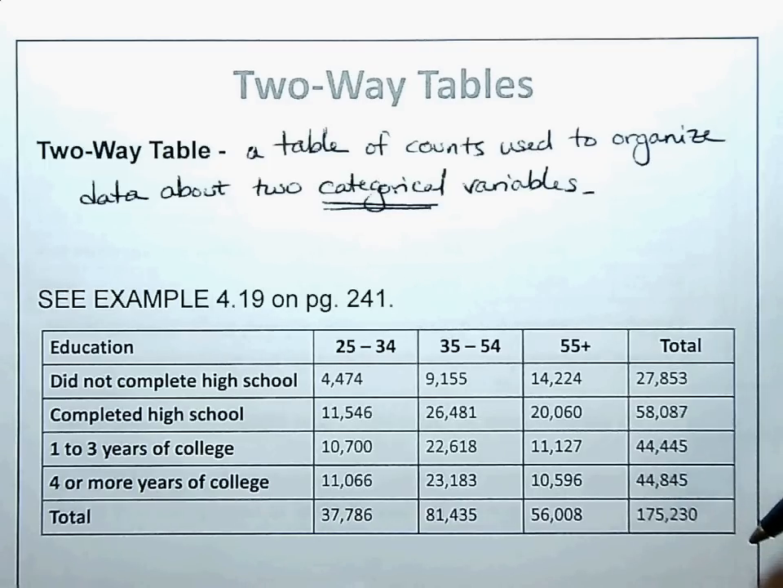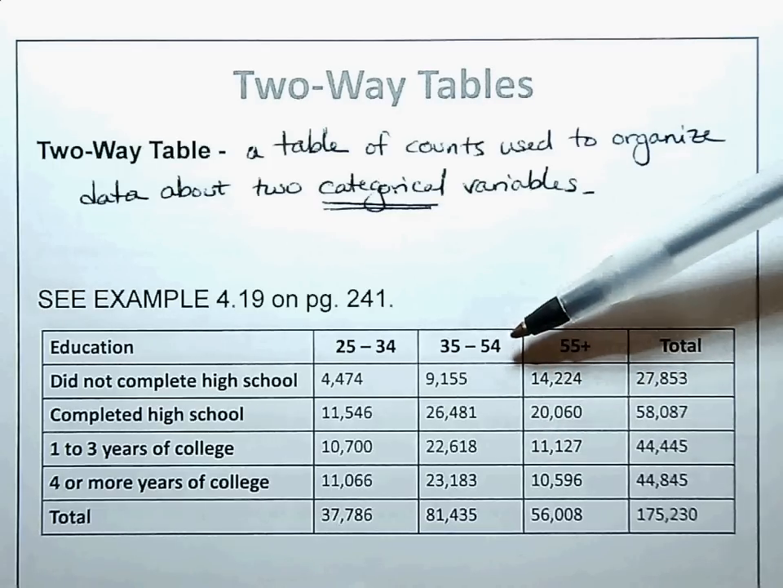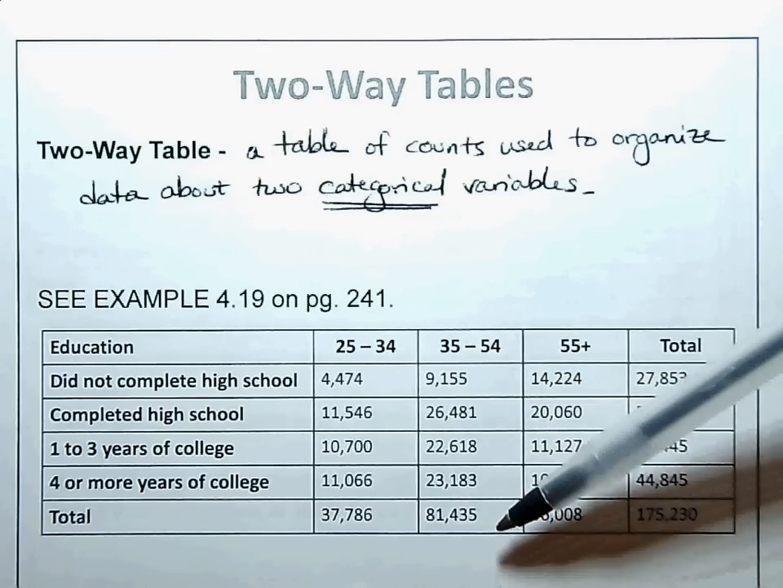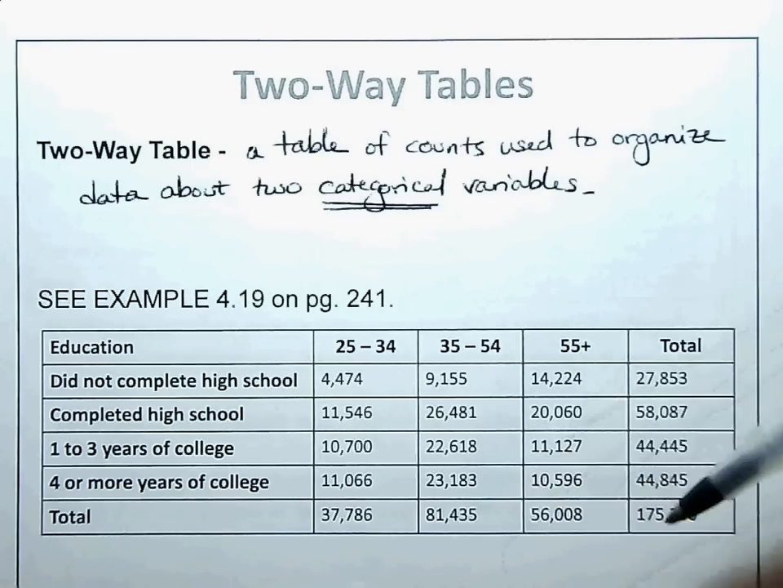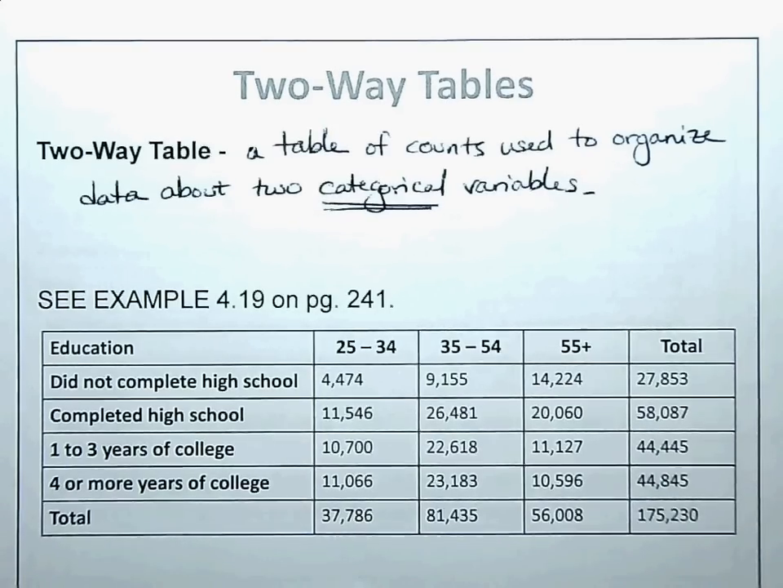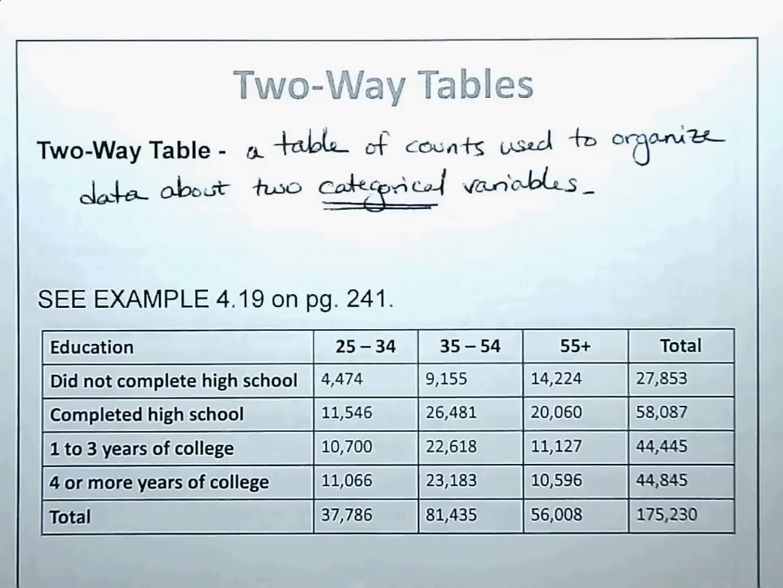I can also have marginal percents for the columns. So if I wanted to know the total that were 35 to 54 years old, that would be 81,435. And I could turn this into a percent as well by taking the 81,435 and dividing it by the 175,230. That would be a marginal percentage. Marginal distributions can be given as either counts or percents. However, using appropriate percents from the counts often allows us to best describe the relationship between the two categorical variables.